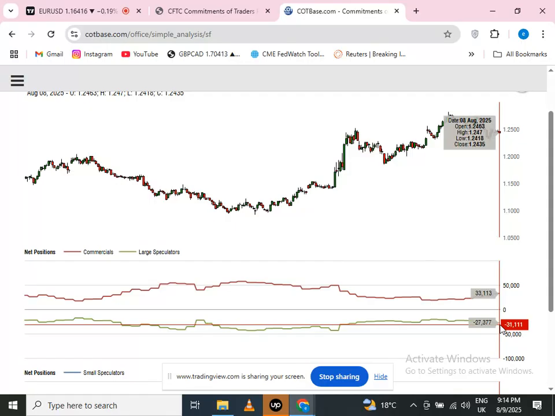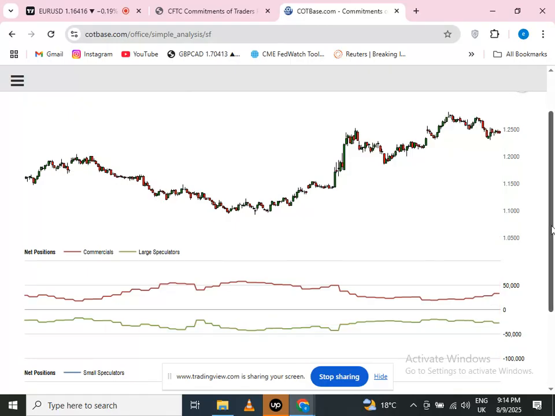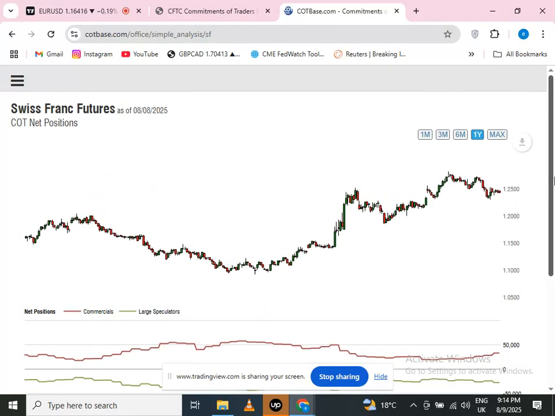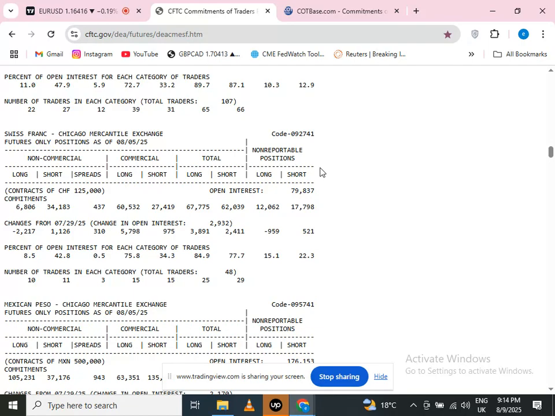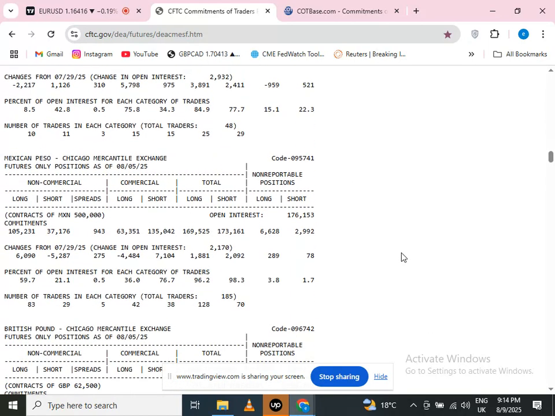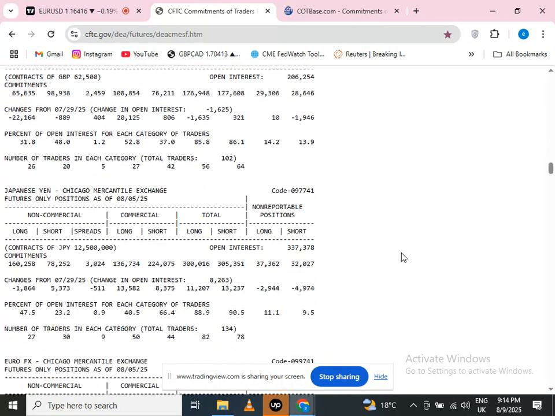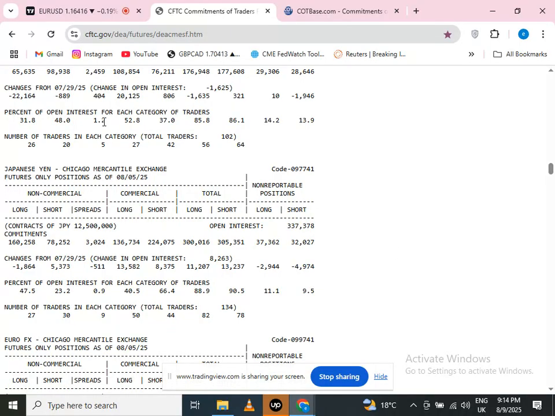Let's do the first approach. As speculators, they are selling the Swiss franc. Okay, fine. So let's look at another pair. Let's look at the JPY. What are the large speculators doing on the JPY this week? What were their positions this week? Let's look at the non-commercials.